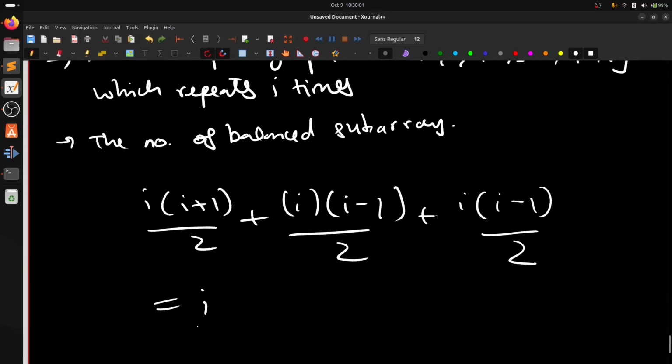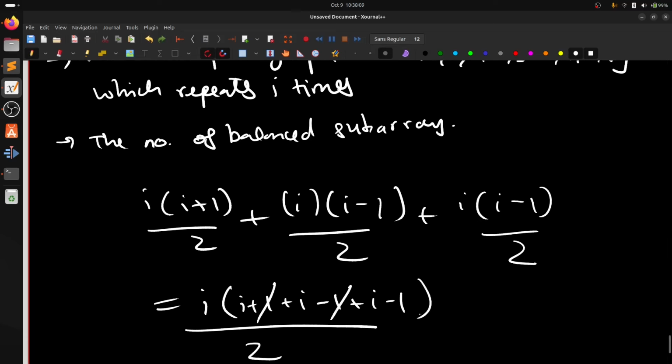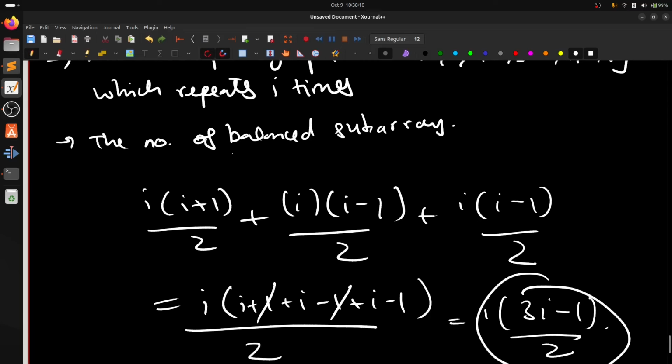Now let's simplify it. So we get I by 2 times I plus 1 plus I minus 1 plus I minus 1. This 1 will cancel. So we'll get I times 3I minus 1 divided by 2. Right? So this is the formula for the balanced subarrays within this given repeating pattern. Okay.